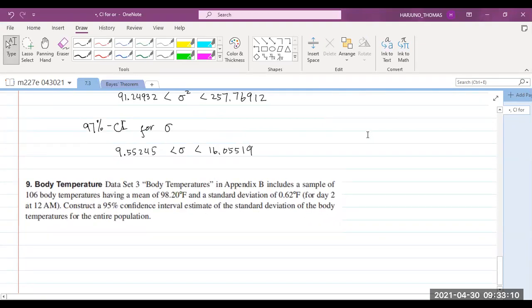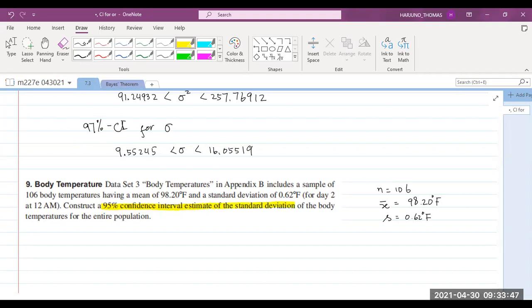Data Set 3, body temperatures in Appendix B of our textbook, includes a sample of 106 body temperatures, n equals 106, with mean, so it must be the sample mean, 98.20 degrees Fahrenheit, and standard deviation of 0.62 degrees Fahrenheit. Okay, now the question is: construct a 95% confidence interval estimate of the standard deviation. So the confidence level is 95%.